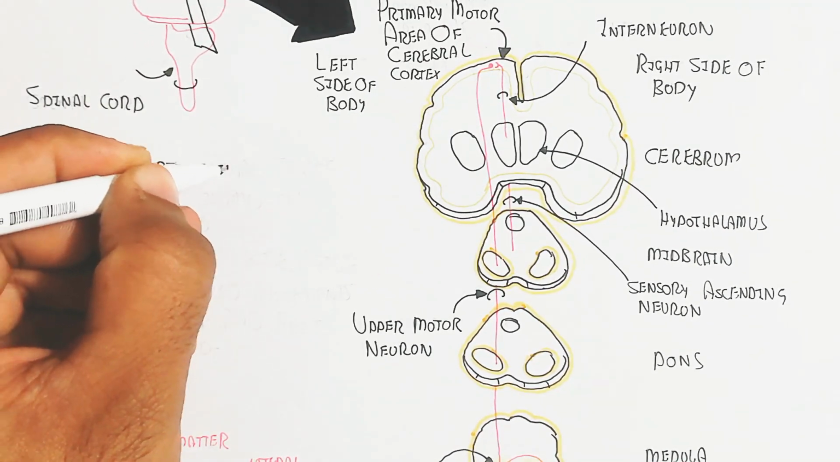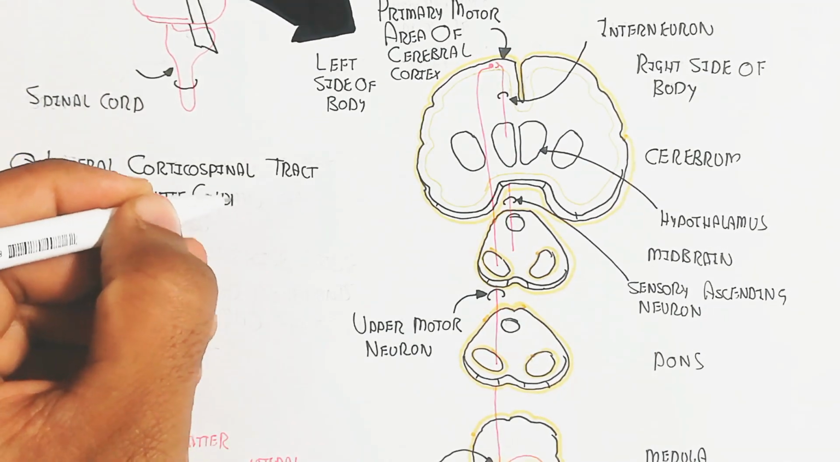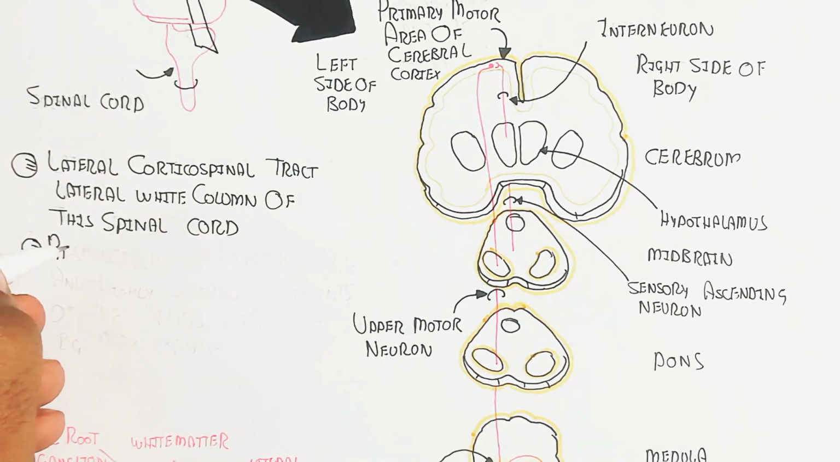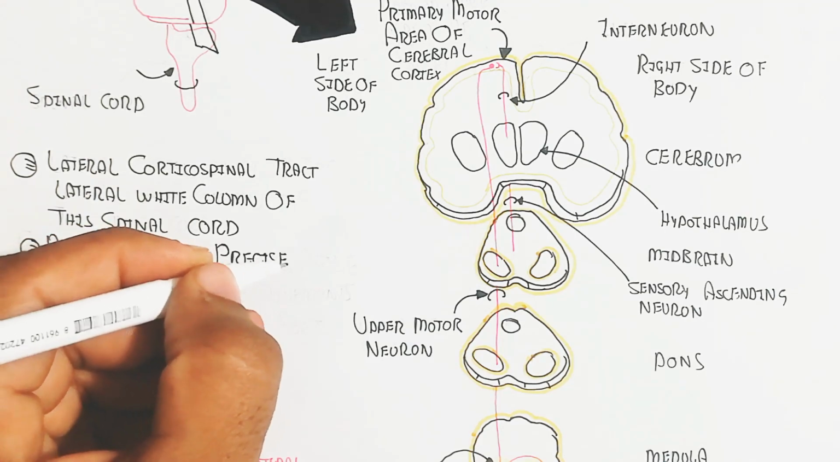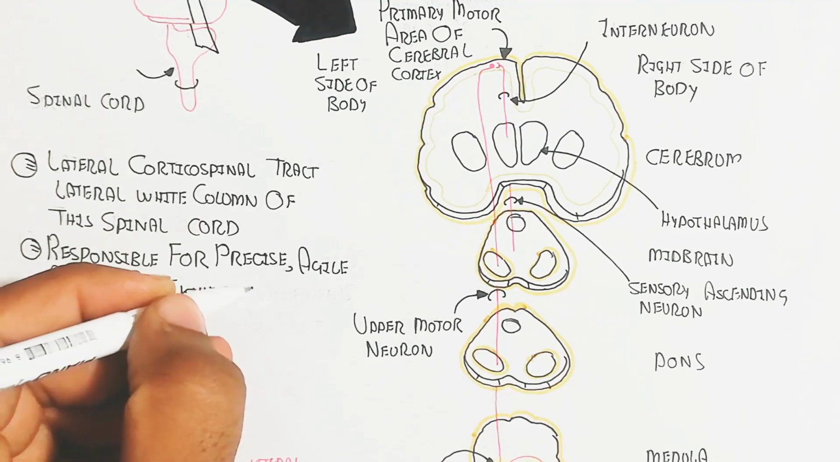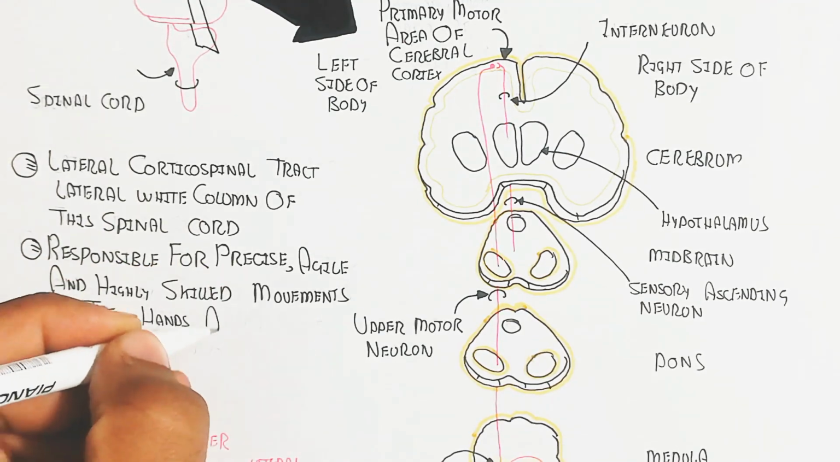The lateral corticospinal tract, in the lateral white column of the spinal cord, is responsible for precise, agile, highly skilled movement of the hands and feet, for example playing the piano or writing. Anyhow, let's now understand the anterior corticospinal tract.